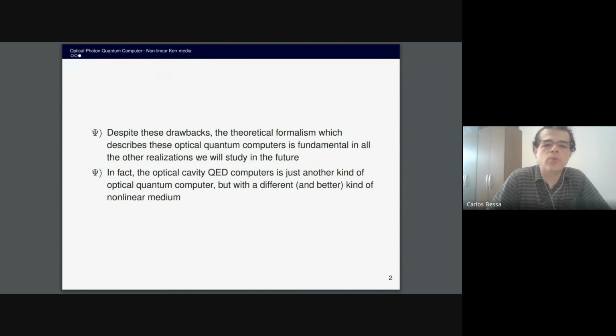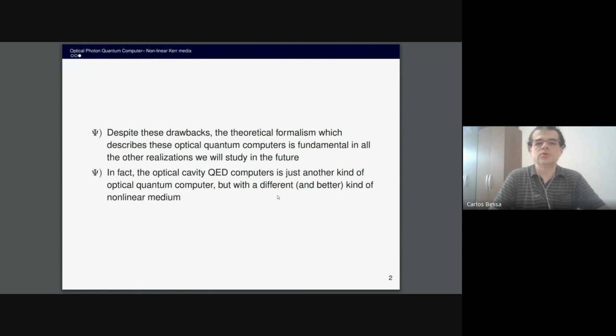And despite these drawbacks, the theoretical formalism which we described for these optical quantum computers is fundamental in all the realizations that we will study in the future, particularly the one we study today, which is the optical cavity quantum electrodynamic computers. This is just another kind of optical quantum computing, but with a different kind of nonlinear medium that we will discuss in more detail next Friday.